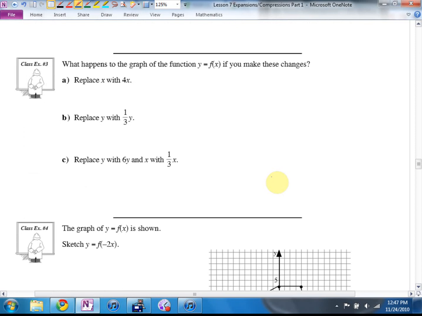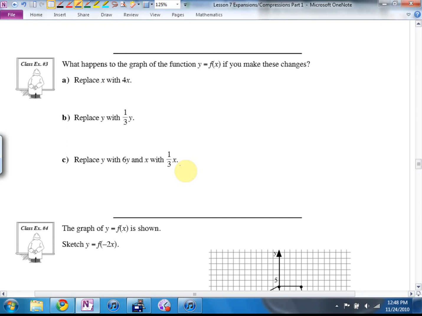If I replace x with 4x, vertical or horizontal? Horizontal, expansion by 4, compression by 1/4. Which one? Compression by 1/4. Vertical or horizontal? Vertical, expansion by 3, compression by 1/3. Which one? Expansion by 3, 3 times as high. Ooh, two things here. Vertical, compression by 1/6. Horizontal expansion by 3. So you triple your x's and you divide your y's by 6, and those will be your new points.